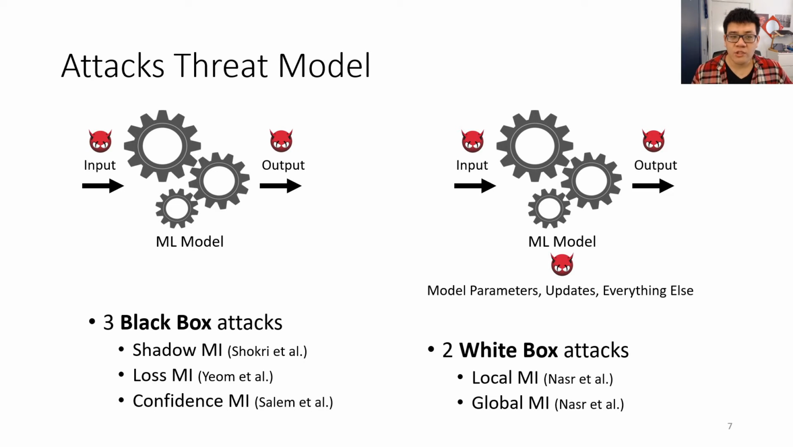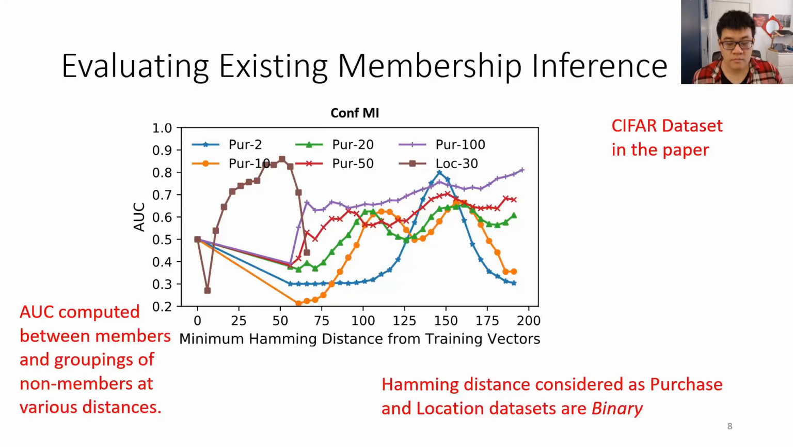To make sure these things check out, we brought all of these membership inference attacks back out and we reevaluated them. In our paper, we look at 3 different black box attacks and 2 different white box attacks. When evaluating these existing membership inference attacks, we computed the AUC like before, however with one distinction. We computed the AUC between members and groupings of non-members at specific Hamming distances away from the original training dataset. A side note, we used Hamming distance here because both of these datasets shown on the screen were binary.